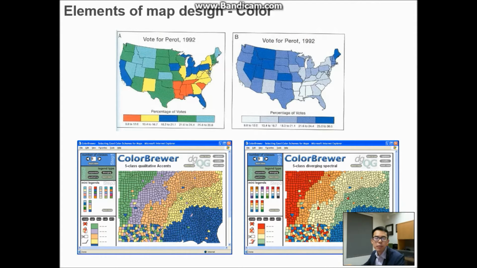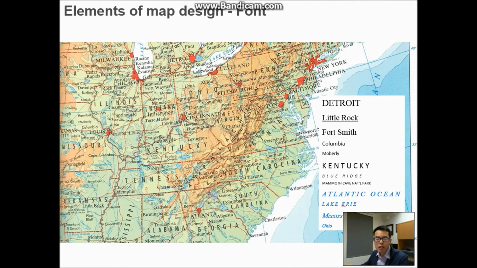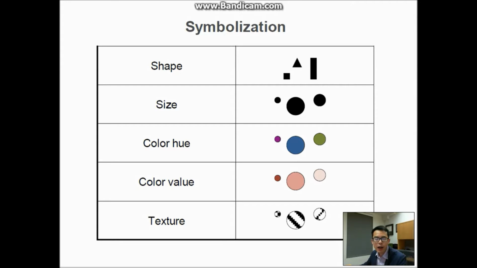So when you think about making a map, you should really think about how your map will be organized and styled. Of course, you can use different colors to represent the features or to quantify the values within the feature. Or you can use different fonts, which means different styles of text to label the features. In general, there are 5 types of symbolization methods in a map. They are shape, size, color hue, color value, and texture.